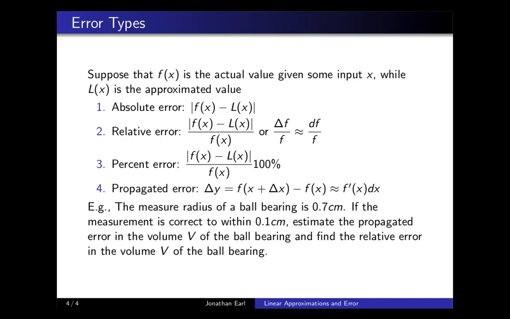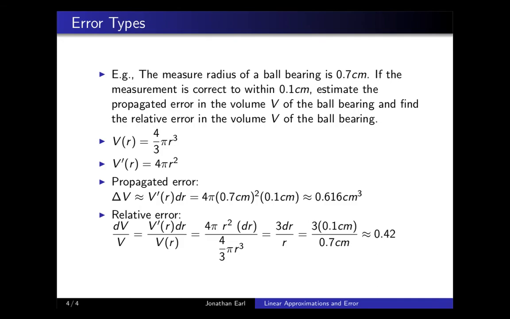Okay, so one final example. Say we're given the measurement of the radius of a ball bearing to be 0.7 centimeters, and the measurement is correct to within 1/10 of a centimeter, so not a great measurement, and we would expect our errors to not be great. We'd like to estimate the propagated error, just as we did a moment ago, and also find the relative error for our volume.